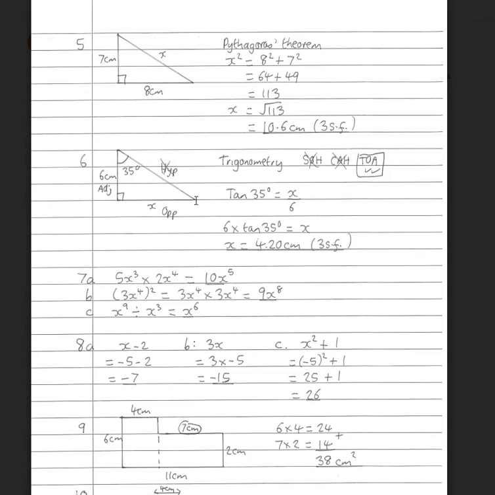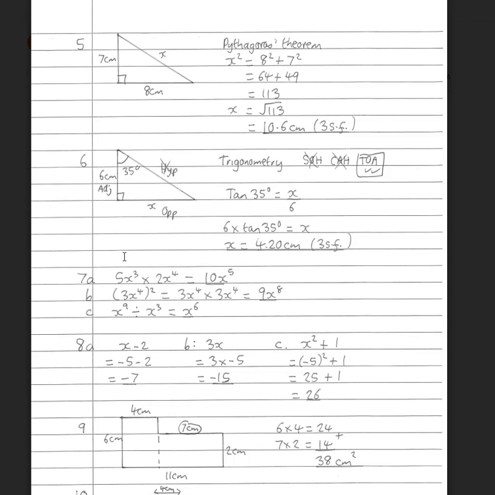Here we're working out the missing side. So first of all, we label the sides. We've got the opposite. Why is it the opposite? Because it's on the other side of the triangle to the angle that was given to us. This is the hypotenuse. It's the longest side. And this is the adjacent because it's next to the angle. And we've got a right angle triangle here.